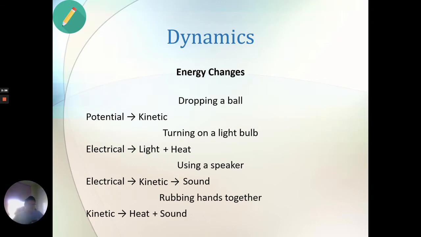So we've got a few examples here of energy changes. So for example, dropping a ball. If I hold it up here, it's got potential energy. When I let go of the ball, it falls down and picks up kinetic energy. It speeds up because kinetic energy is a type of movement. It's movement energy. And we will look at kinetic energy more later on.